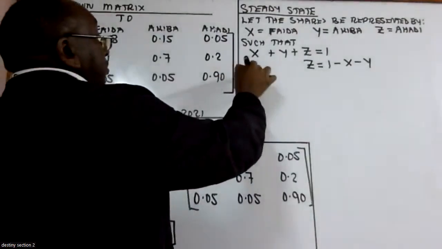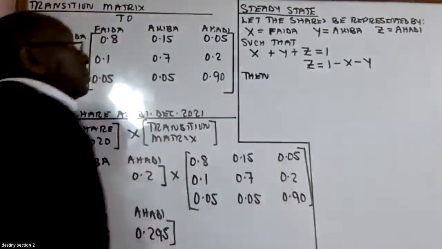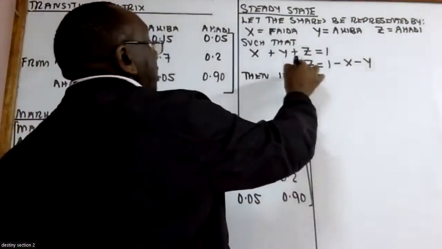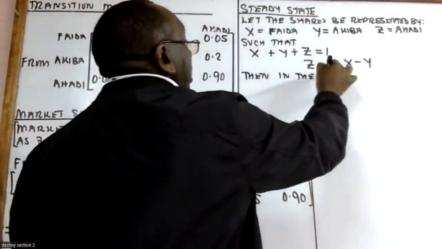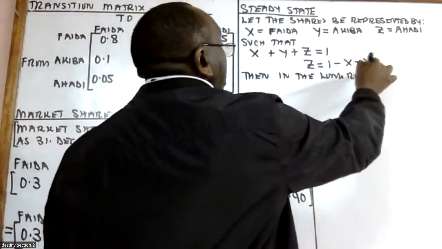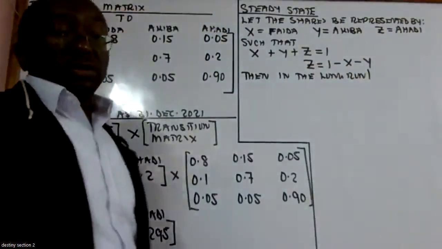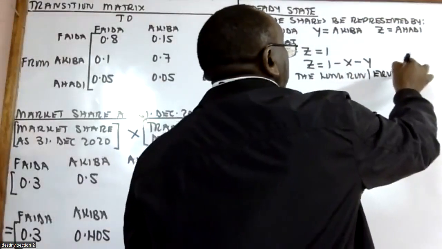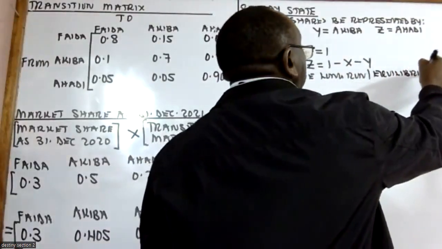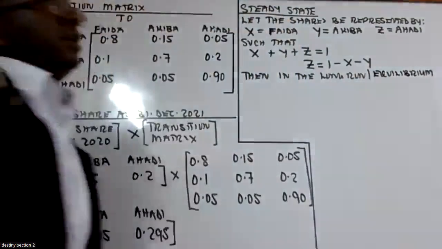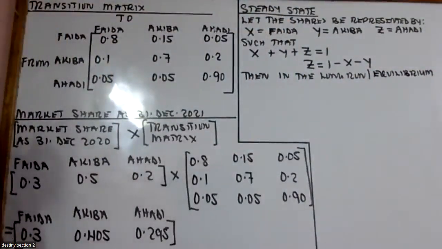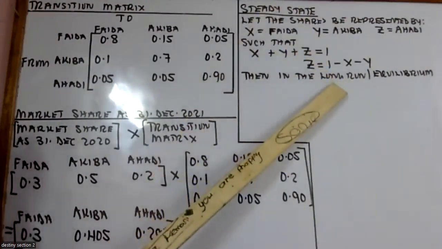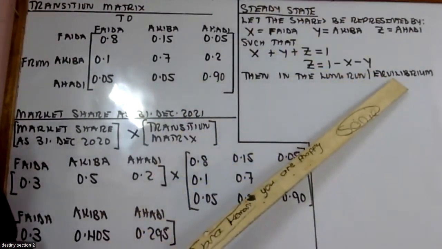And then in the long run, or in the steady state, and remember, long run is also called equilibrium. Let me use those words so that you don't find them and think they are something very strange. So there are 3 words. You can use the steady state, you can use the long run, you can use the equilibrium.